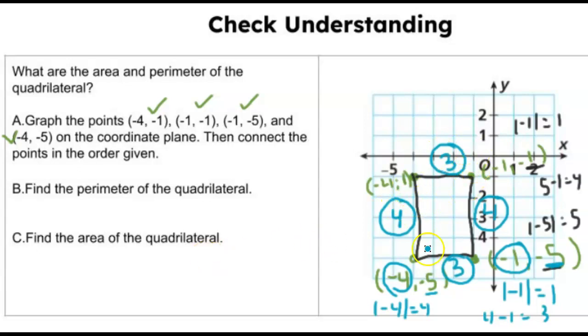You do the perimeter, we're going to add up all the sides. So I have 3 plus 3 plus 4 plus 4. So that's 7 plus 7, which is 14.